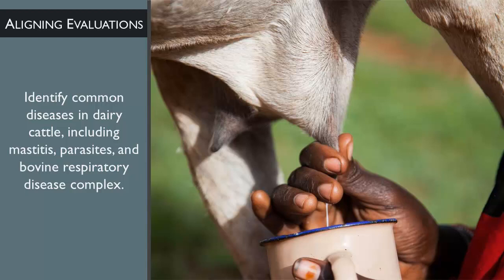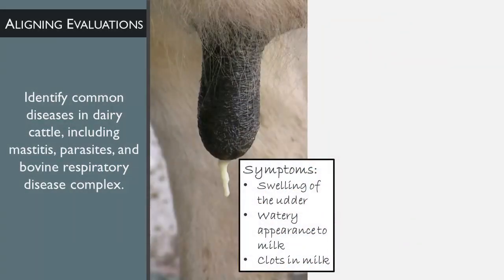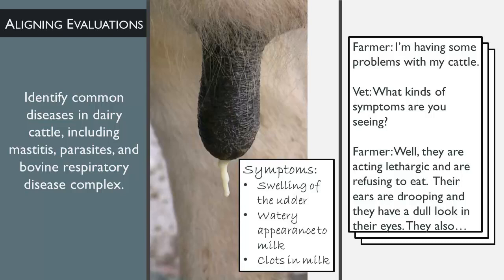This learning objective is to identify common diseases in dairy cattle, including mastitis, parasites, and bovine respiratory disease complex. To evaluate this objective, there should be a method in which the participants have to identify diseases. This can be done in several ways. One example would be to give the participant photos and a list of symptoms and ask them to determine what the disease is. Another would be to give the participants a transcript of a dialogue with a farmer that has clues about the disease of an animal. Ask the participants to read the transcript, then determine the illness of the animal based on the symptoms.